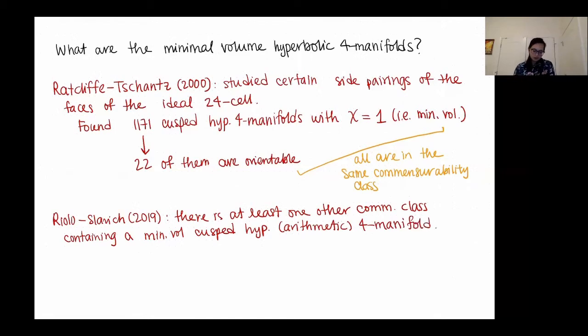Okay. And finally, I'm going to say that Ratcliffe and Tschantz have been studying all other possible side pairings of the ideal 24-cell, not just the particular ones that they studied in their 2000 paper. So they probably have many more examples, but they are not yet available.